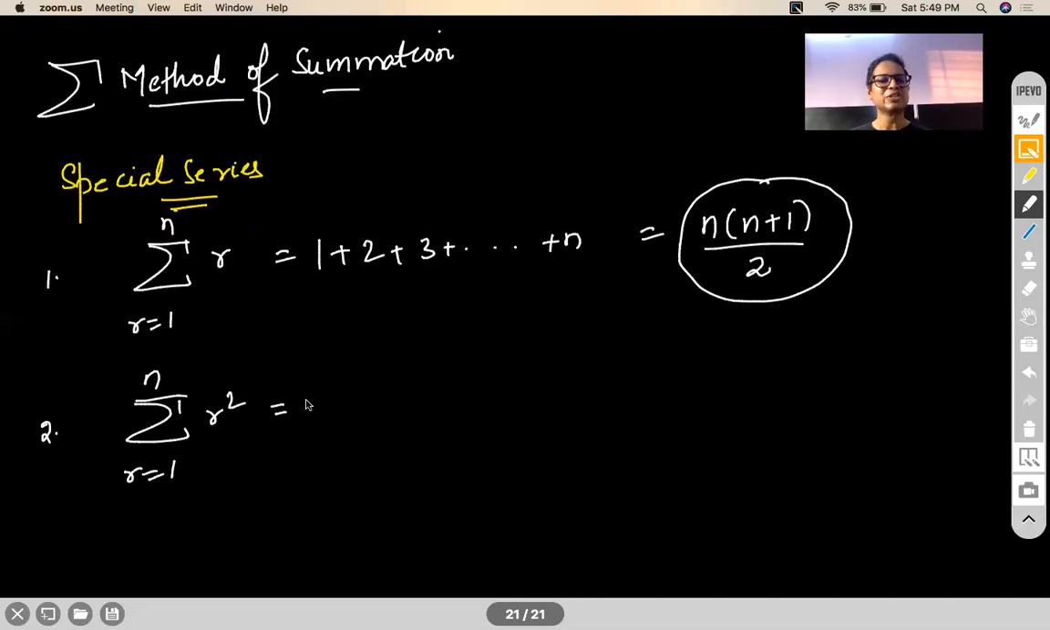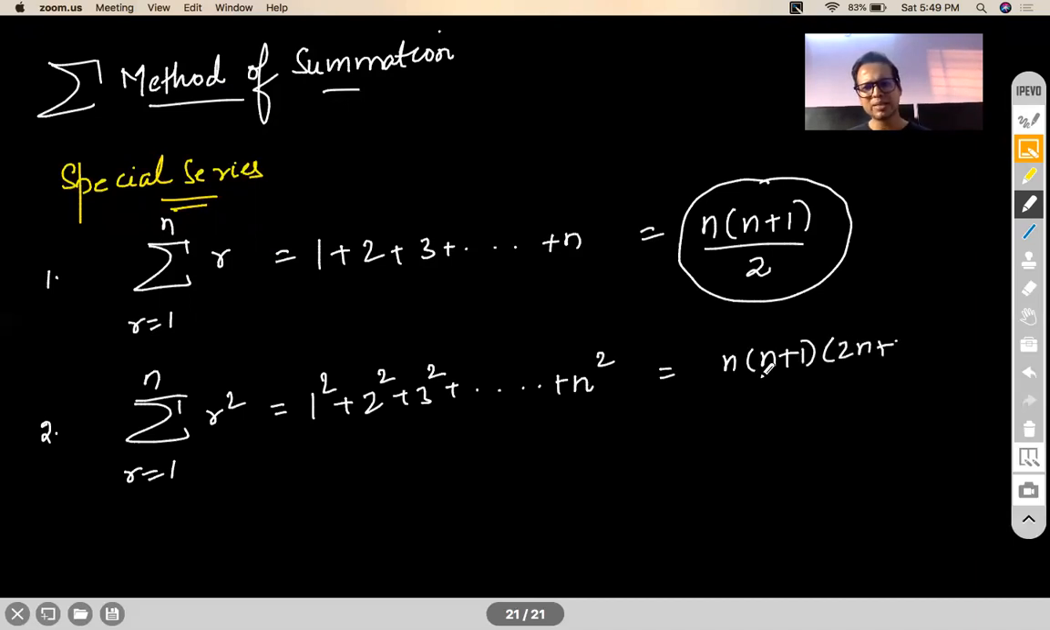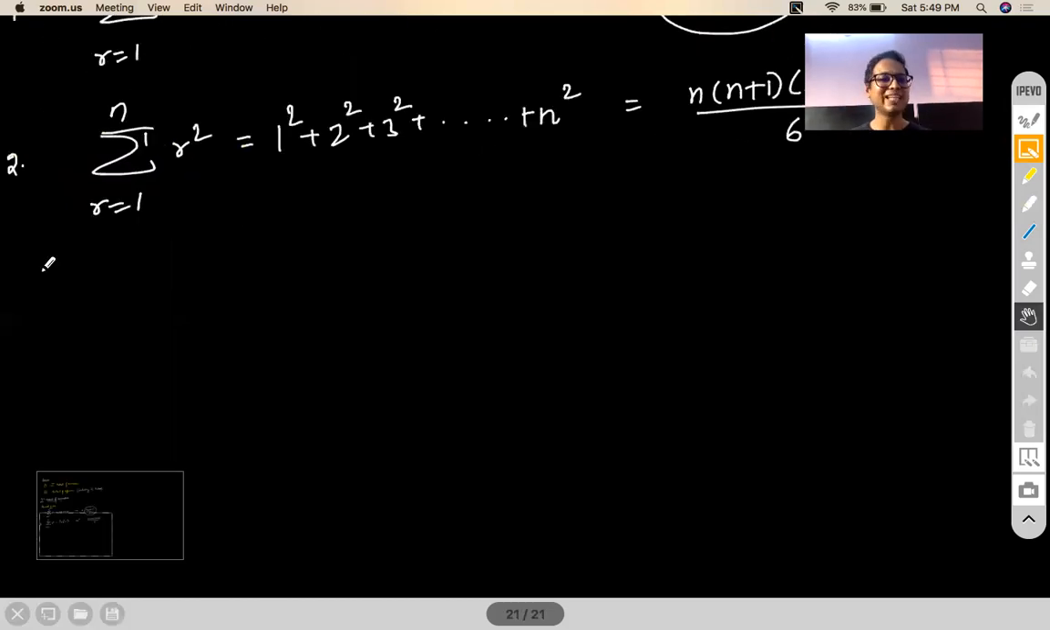So, the sum of squares of natural numbers. How do you find it out? Now I'll derive it. The result is n into n plus 1 into 2n plus 1 by 6. Some of you just know the result. You don't know the derivation part of it. So we'll derive this result.